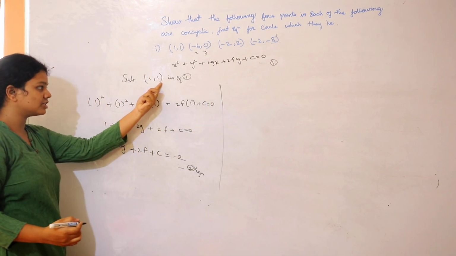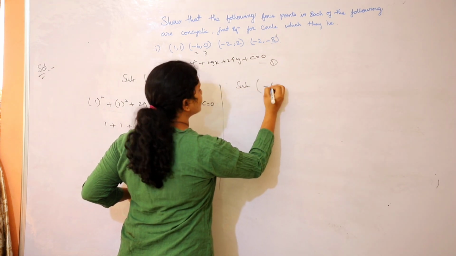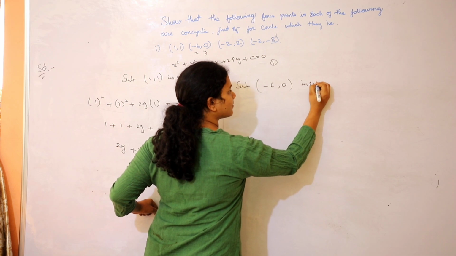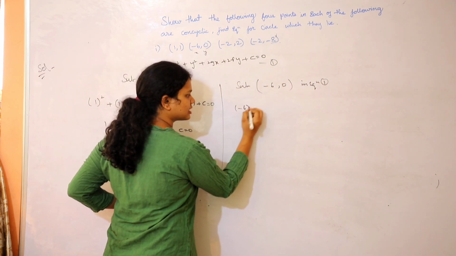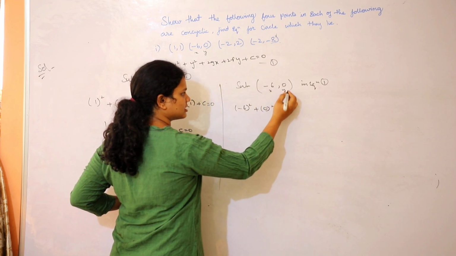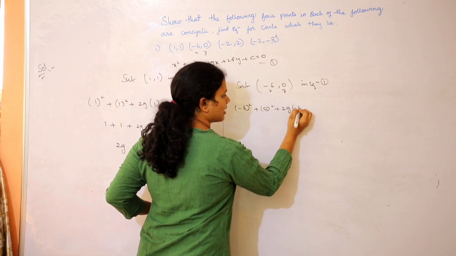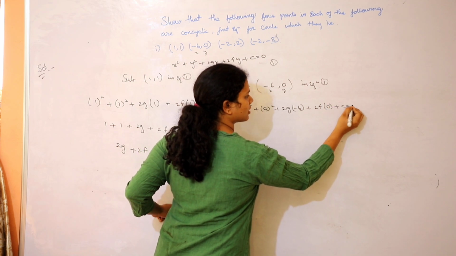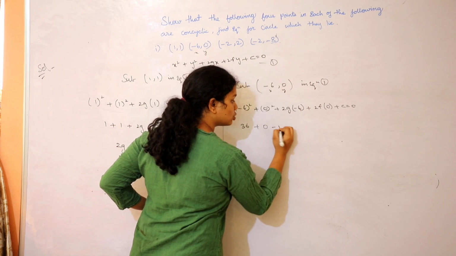We are done with the first point, and now we should solve with the second point. The second point is minus 6, 0. Substitute in equation 1: minus 6 square plus 0 square, where this is x and this is y. x square plus y square plus 2gx plus 2fy plus c equals 0. So 36 plus 0 minus 12g.